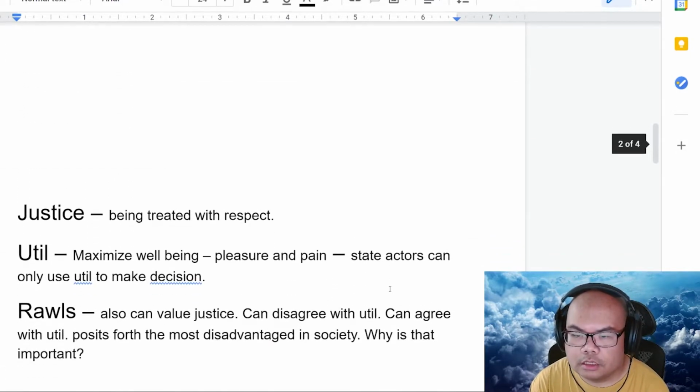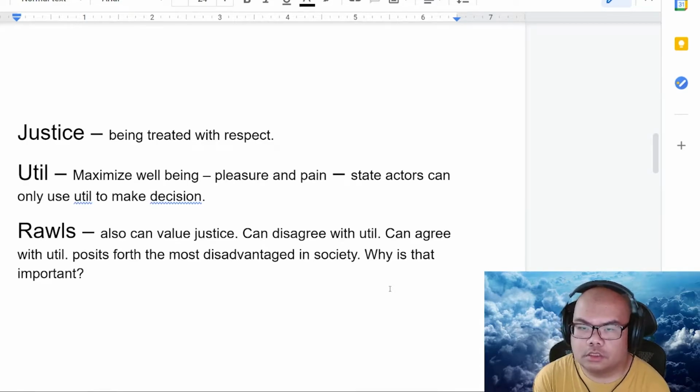So let's talk about value and value criterions in this example. The first one I'll be talking about is having the value of justice as per the NSDA topic of public health emergencies justify limiting civil liberties.